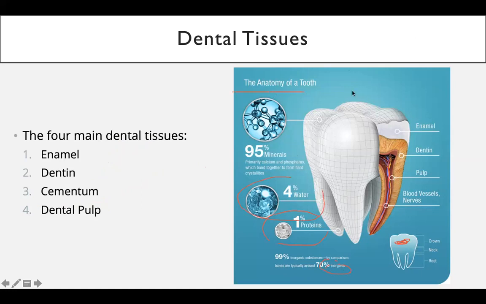What is the composition of a tooth? 95% minerals, primarily calcium and phosphorus. They form bonds together to form hard crystallites. That's why it is a hard part, right? And then there is 4% water and 1% protein, binding proteins. Remember the composition of the teeth: 95% minerals, 4% water, 1% protein.